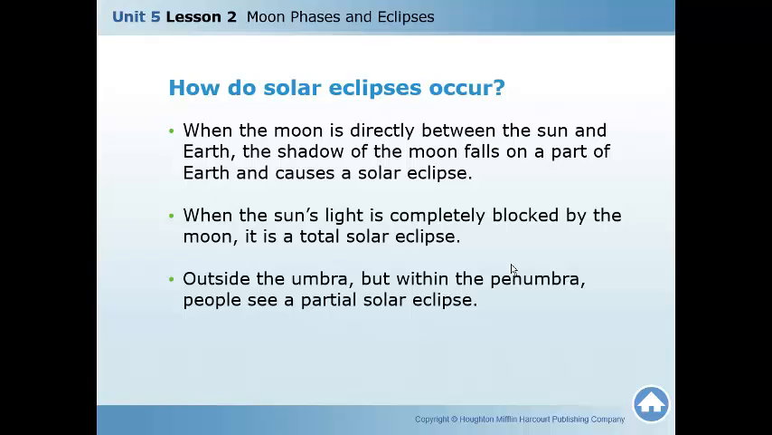It's when the Earth, the moon, and the sun are lined up in that order, with the moon in the middle. That is a solar eclipse. When the sun's light is completely blocked by the moon, it's called a total solar eclipse. Outside the umbra, but within the penumbra, people see a partial solar eclipse.